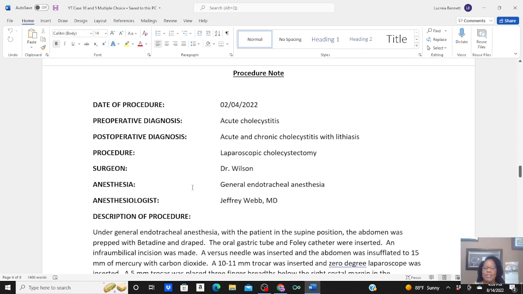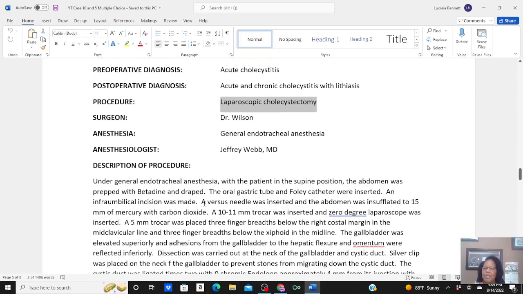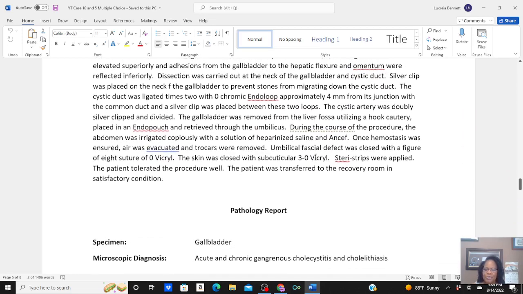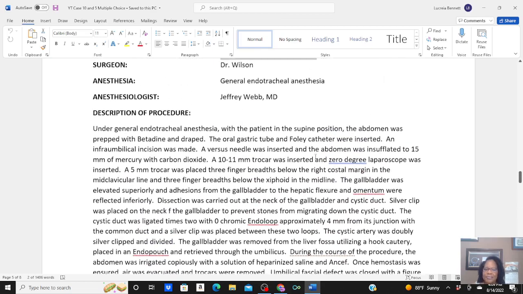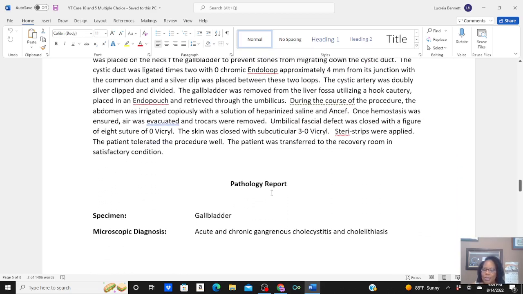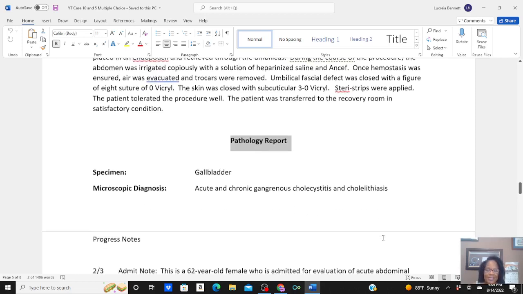Going on down, you'll see the procedure note or operative record. This is a summary of the procedure that was performed. She had a laparoscopic cholecystectomy. So again, there's a description of the procedure, and because the gallbladder was removed, you have to know any body part removed requires a path report. So the specimen was a gallbladder, which showed, based on the path report, acute and chronic gangrenous cholecystitis and cholelithiasis.